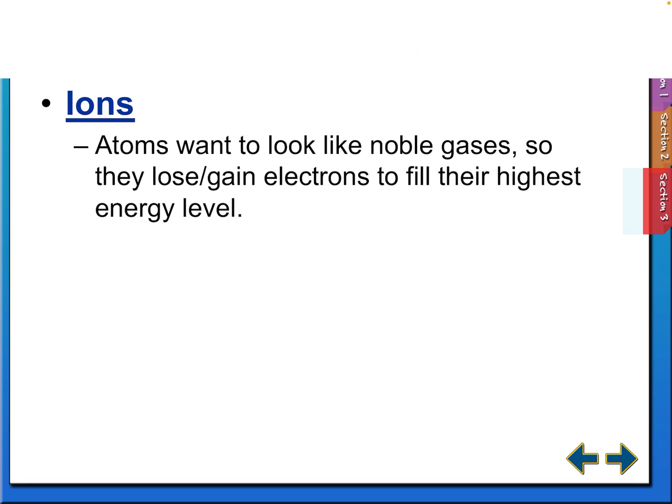So here's the definition of ions. You already have this written in your vocab. Atoms want to look like noble gases, meaning they want to have a full s2p6 shell. They want to look like noble gases. So here's what they do. They end up losing and gaining electrons to fill their highest energy level.